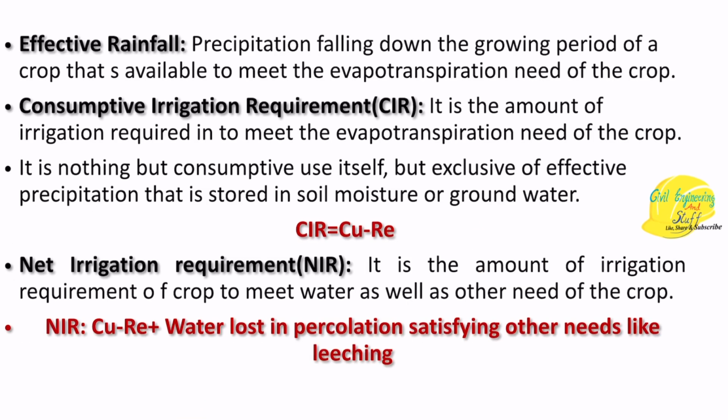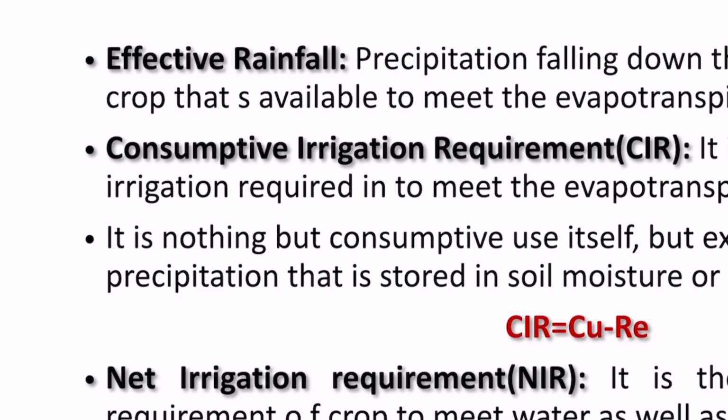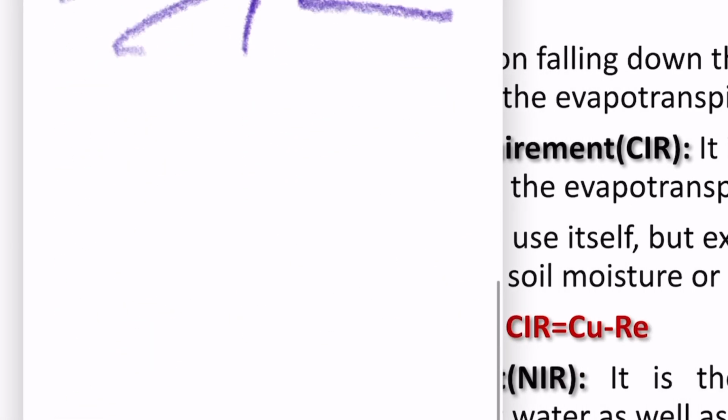All right. Now, there are certain other technical terms that are related to consumptive use. The first one is the effective rainfall. Effective rainfall is defined as the precipitation falling during the growing period of a crop that is available to meet the evapotranspiration need of the crop. Let's understand what this effective rainfall means.